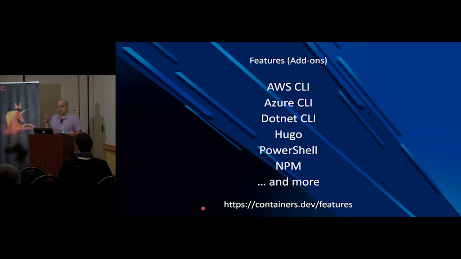For features, these are basically add-ons. So you can add on for AWS command line interface, the Azure, .NET, Hugo, NPM. So this is where you really start to tie down what you need.